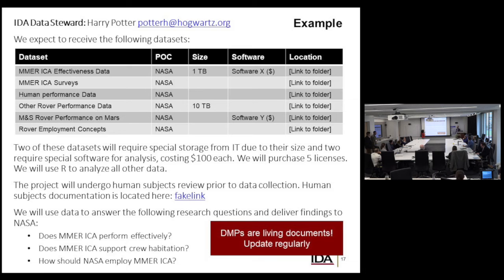This is Harry Potter, Hogwarts.org. And you don't have to list everything in narratives. Just constructing a nice table is a great way to go here. You might have these different data sets. So we said we were going to get effectiveness data. We were going to get survey data from our 24 astronauts, which we found somehow. We're going to get some human performance data and M&S data and some employment concepts.